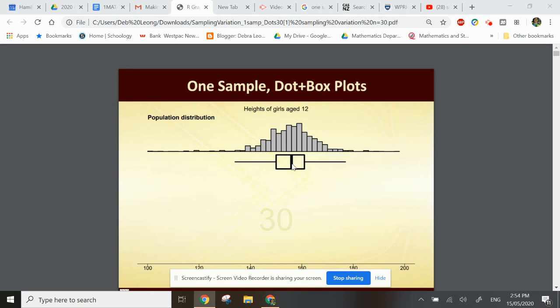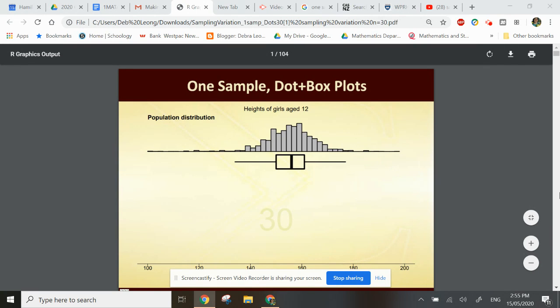That's the median, that's the middle 50%. The whiskers aren't quite right because there are some extreme values that are not shown on those whiskers. And it's the way that they've decided to demonstrate this box and whisker. However, when we take a sample, whoopsies, let's try that one again.